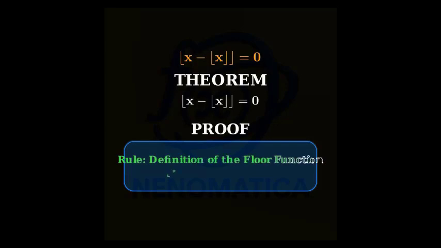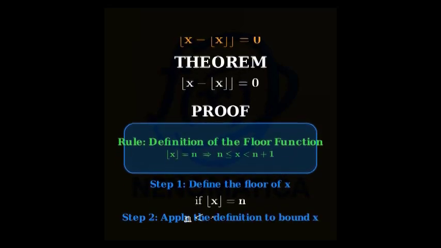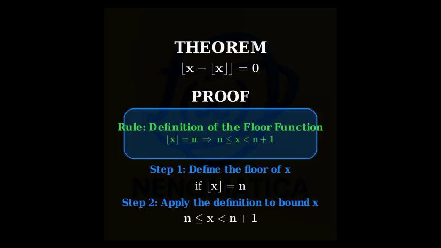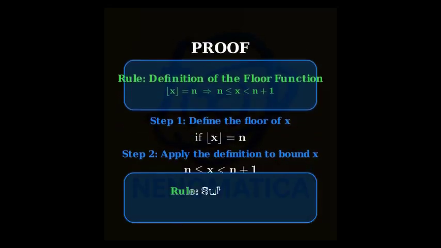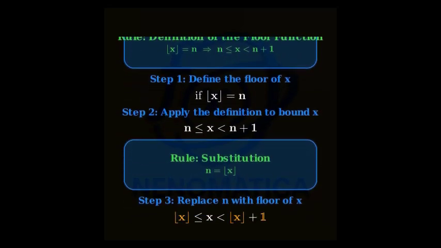Step 1. By definition of the floor function, if the floor of x equals n, where n is an integer, then n is less than or equal to x, and x is less than n plus 1. From that definition, it follows immediately that n is less than or equal to x, and x is less than n plus 1. Step 3. Substitute n with the floor of x in that chain of inequalities.